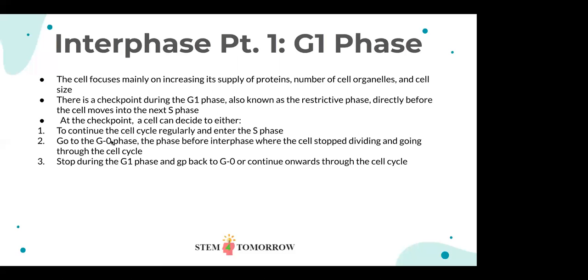It can go to the G0 phase, which is the phase outside the cell cycle, where pretty much the cell's not doing anything. It's not dividing or going through the cell cycle, just put in a permanent state of neutralness. Or finally, the cell can stop during the G1 phase and go back to G0 or just continue onwards through the cell cycle. So as you can see, this checkpoint pretty much checks to make sure everything's all right to continue on the cell cycle to prevent any errors or misshapen cells.